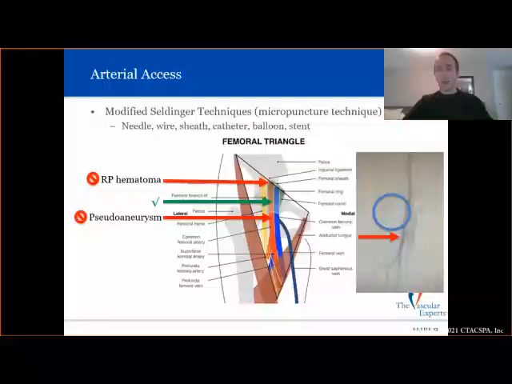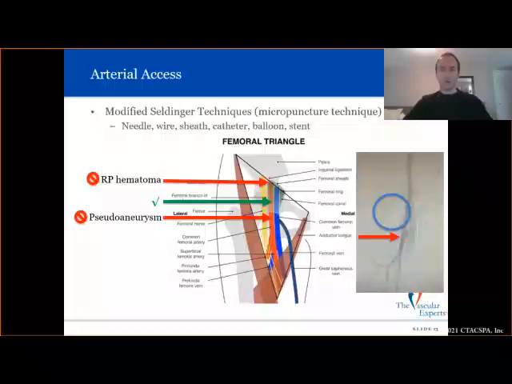If you go too high, that's extremely dangerous, because then you're getting a retroperitoneal hematoma, and you might not see anything. You might not see bleeding. Just the patient becomes hypotensive, tachycardic, and massive bleeding in the retroperitoneum. So right over the femoral head is the important part.